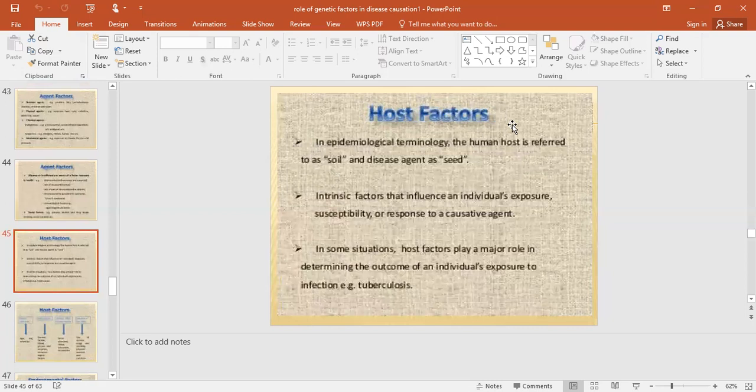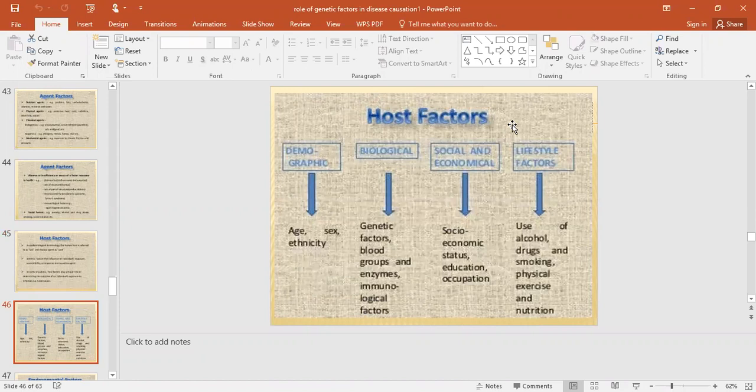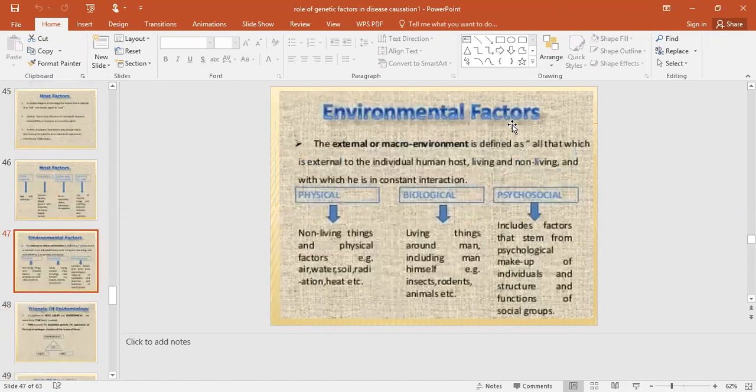Host factors. In epidemiological terminology, the human host is referred to as soil and the disease agent as seed. Host factors are intrinsic factors that influence an individual's exposure, susceptibility, or response to a causative agent. In some situations, host factors play a major role in determining the outcome of an individual's exposure to infection, for example, tuberculosis. Host factors: demographic, age, sex, ethnicity; biological, genetic factors, blood groups and enzymes, immunological factors; social and economic, socioeconomic status, education, occupation; lifestyle factors, use of alcohol, drugs and smoking, physical exercise and nutrition.